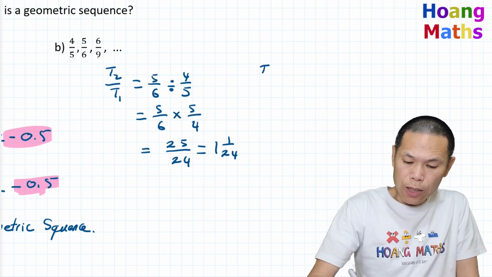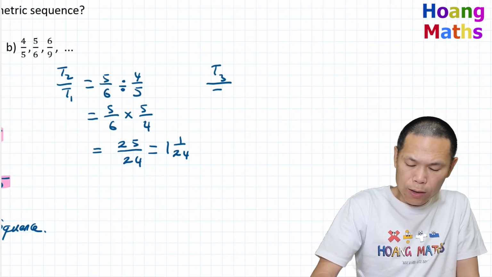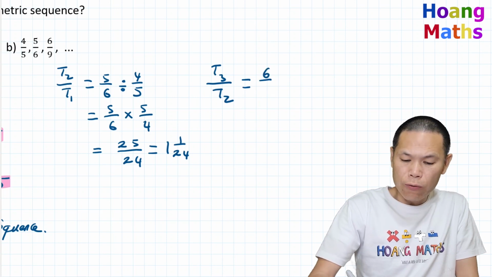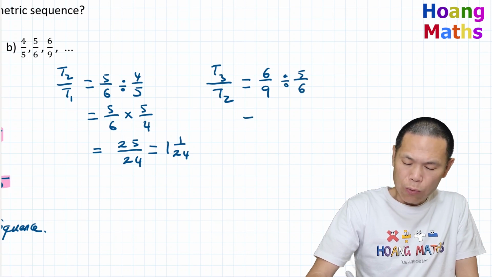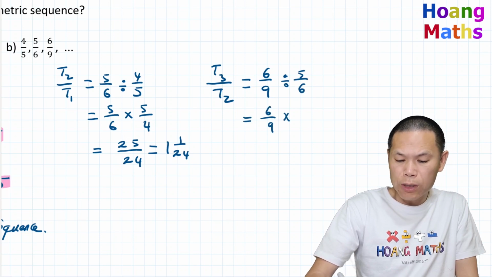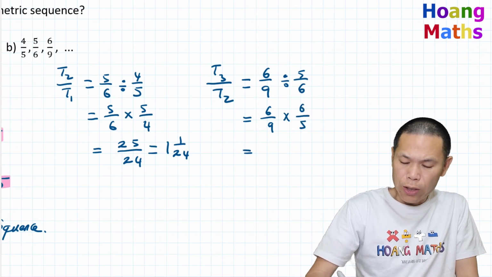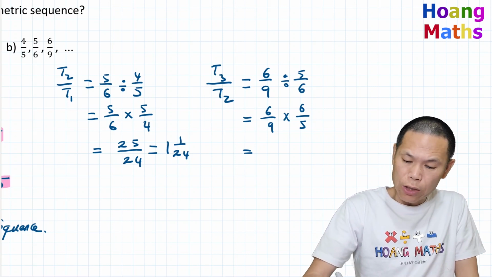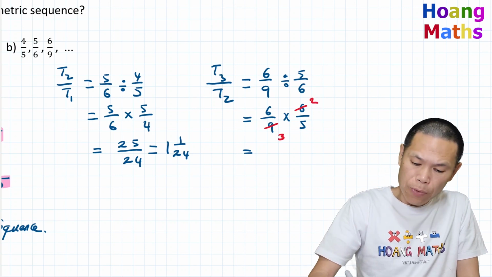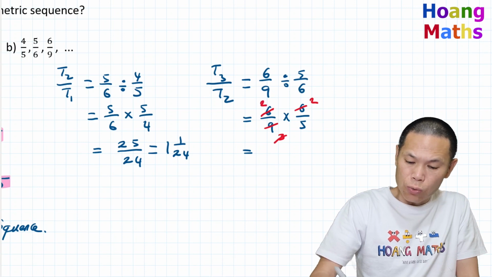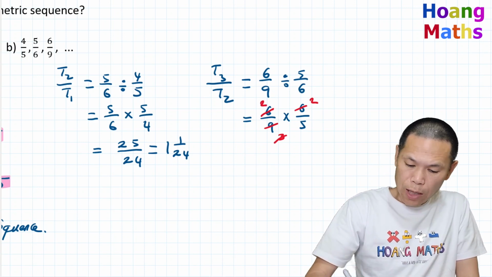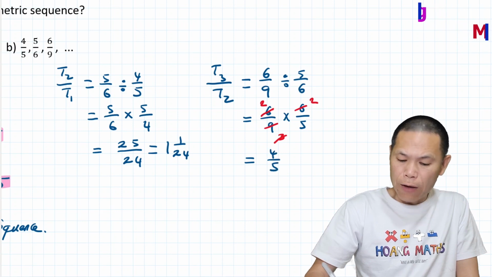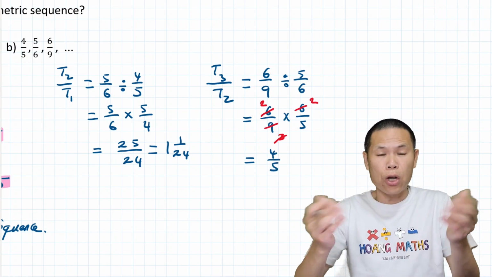So now we do term 3 over term 2. That means 6 over 9, and we divide by term 2, 5 over 6. So that will give me 6 over 9 times 6 over 5. So there you go. Now I can just put that in a calculator or I can just work it out manually. Both of them give me 3, because I simplify further, cancel out, and that gives me 2. So 4 over 5, which is equal to 4 over 5 or 0.8. Otherwise, you can just put that on a calculator.